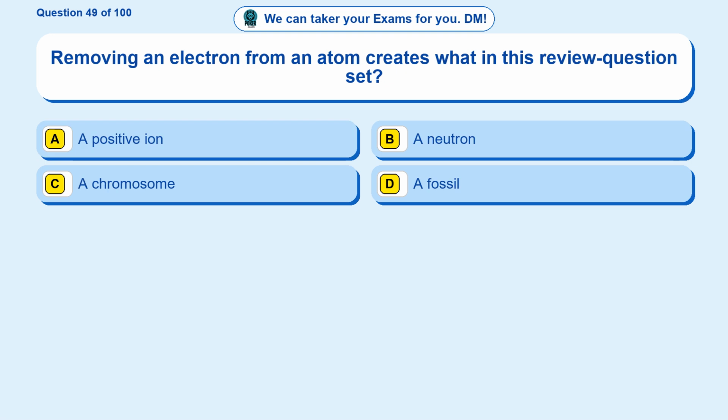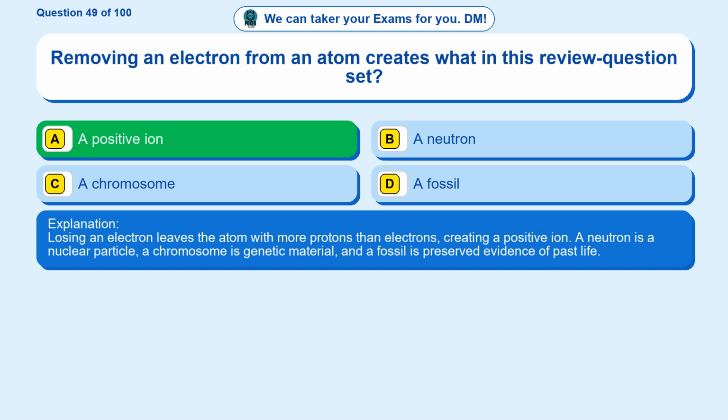Question 49. Removing an electron from an atom creates what in this review question set? Option A. A positive ion. Option B. A neutron. Option C. A chromosome. Option D. A fossil. The correct answer is option A. A positive ion. Losing an electron leaves the atom with more protons than electrons, creating a positive ion. A neutron is a nuclear particle, a chromosome is genetic material, and a fossil is preserved evidence of past life.